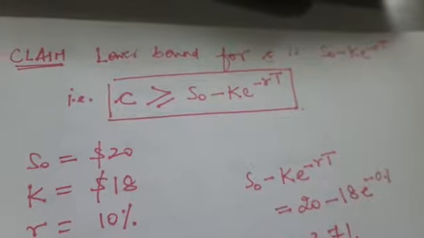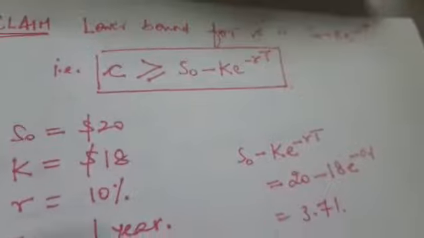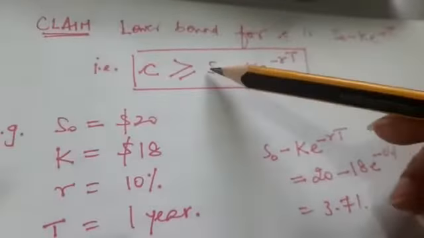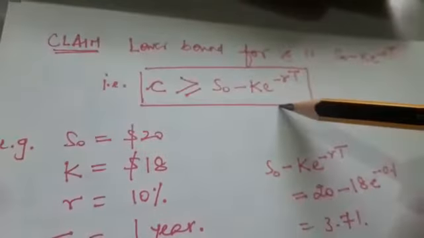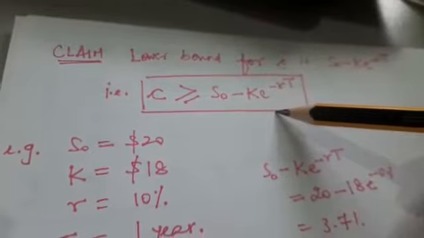Right, so we're going to be talking about a European call option and the lower bound for a European call option. My claim here is that the lower bound is given by S naught minus K times e to the power minus RT. And let's see why this has to be the case.